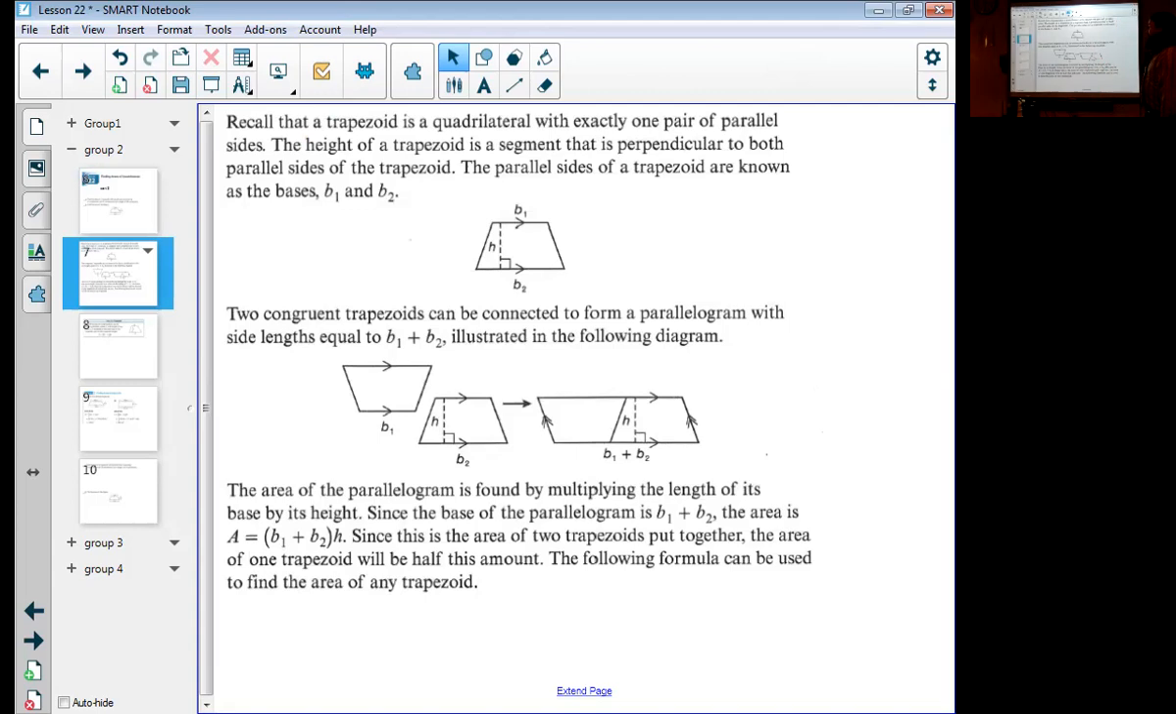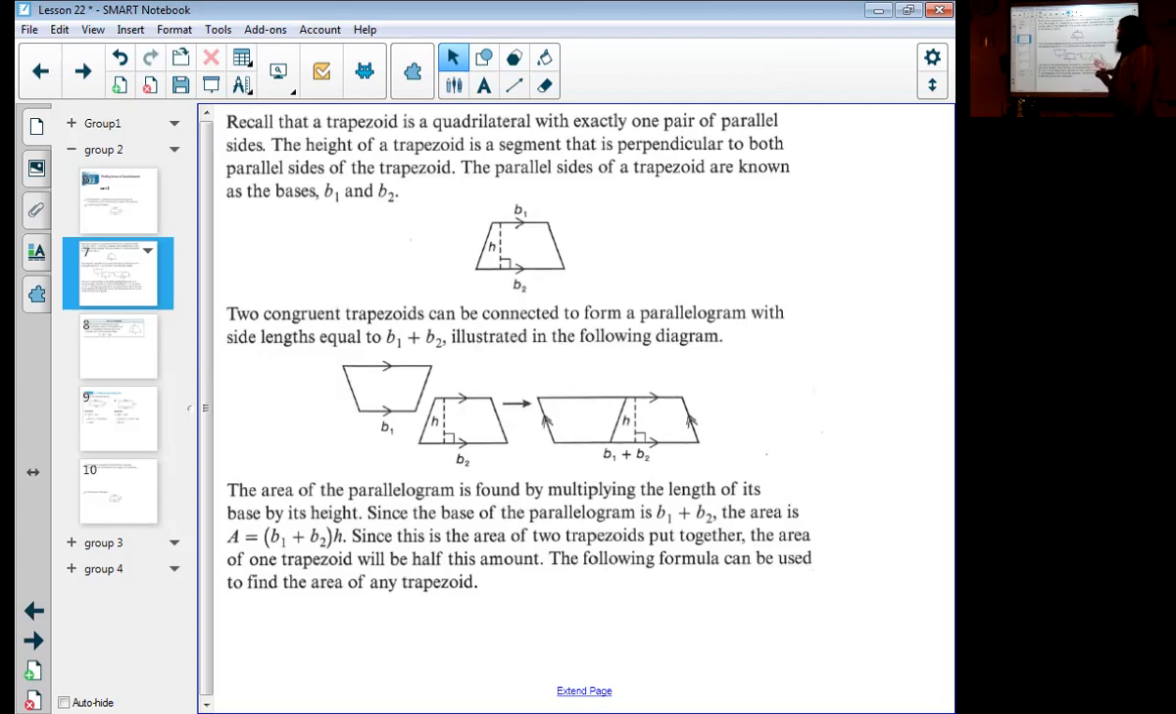Two congruent trapezoids can be connected to form a parallelogram with side length equal to base 1 plus base 2, as illustrated in the following diagram. So they pick up this one, flip it over, and it's going to end up being a parallelogram. We know that because here we have same side interior angles, and because this side is the supplement to this side, we know these two lines are parallel, and then these two lines are defined as parallel.